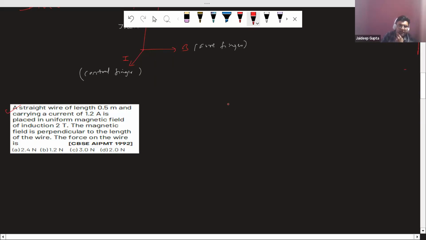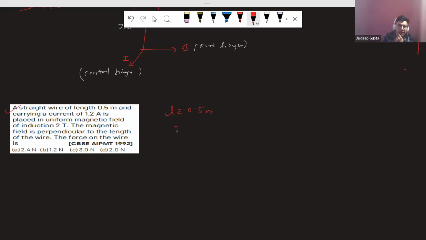The straight wire length L is given, current is given, magnetic field is given. The field is perpendicular, it means theta is 90 degrees. The force on the wire is I L B, because sine 90 is 1. What is I? 1.2 into I, L is 0.5 and B is 2.